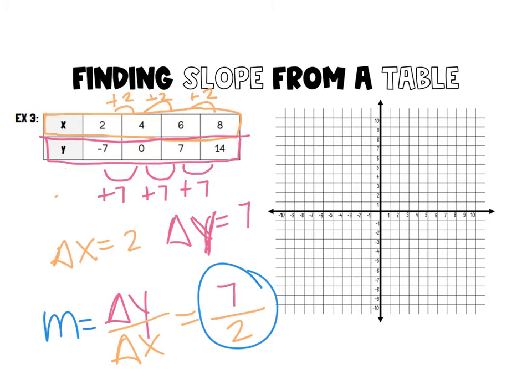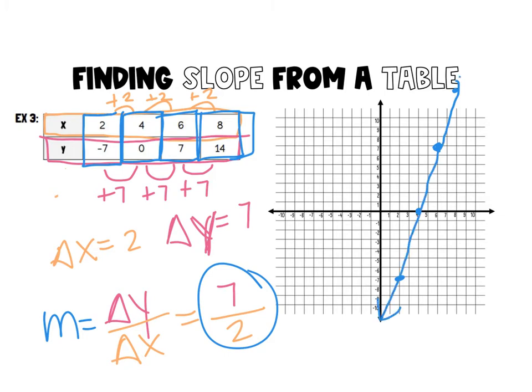And I will plot the points for this one. So 2, -7 is here. 4, 0 is here. And then 6, 7 is up here. And then 8, 14 goes off my grid. And so remember, these are all coordinates to points. Each one, that's where I'm getting these numbers from. These are all coordinates, x, y coordinates to a point. That's where those numbers are coming from.